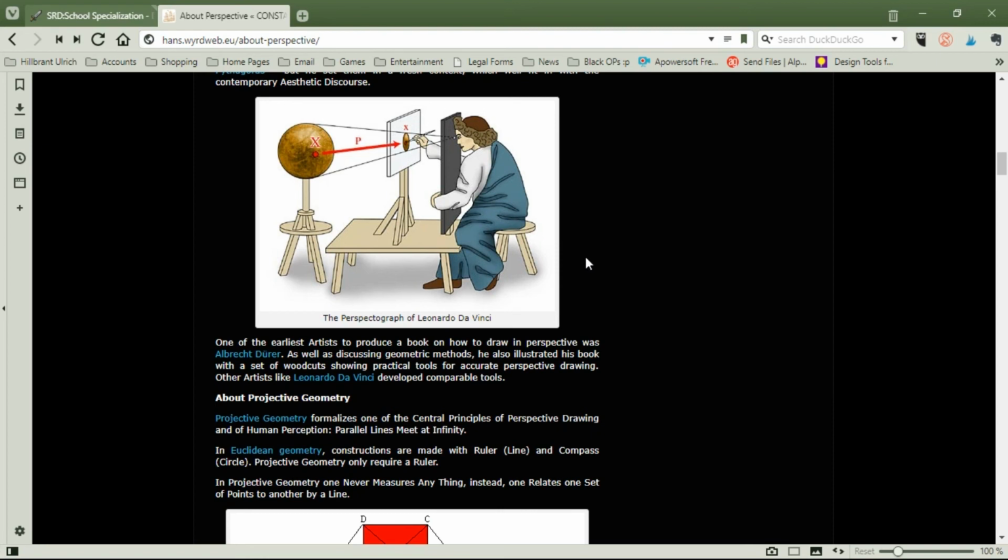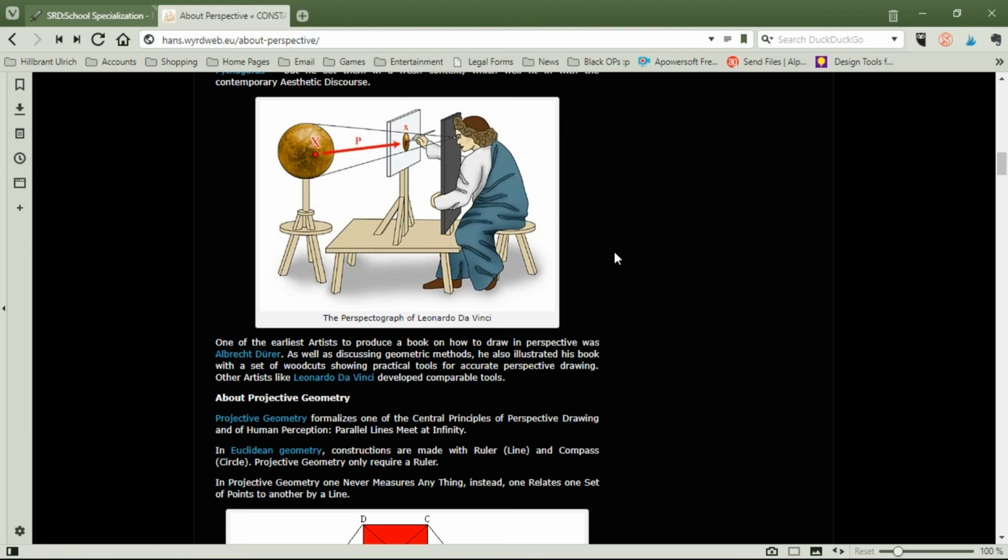Right, so this shows a little device that Leonardo da Vinci used to help him draw things in perspective. The interesting thing that I realized about this is it's kind of similar to your eclipse diagram. Interestingly enough.